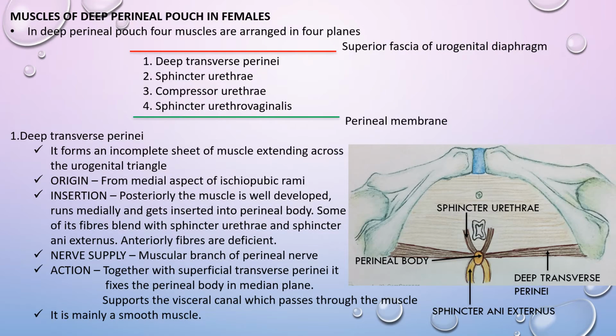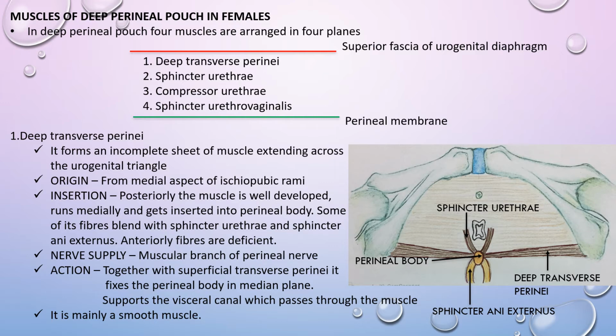Coming to the muscles of the deep perineal pouch in females. In the deep perineal pouch, four muscles are arranged in four planes from above downwards. That means from the superior fascia of the urogenital diaphragm to the perineal membrane. The muscles are the deep transverse perineum, sphincter urethrae, compressor urethrae, and sphincter urethrovaginalis. First, we will take up the deep transverse perineum.